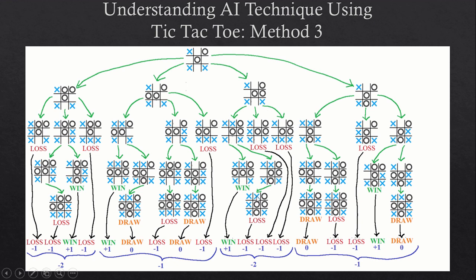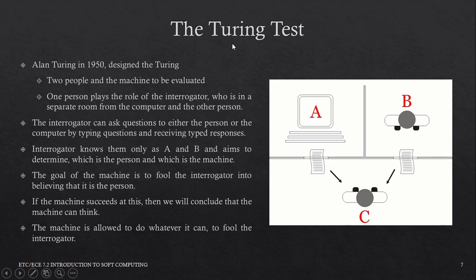One of the most important questions to answer here is, how will we know if we have constructed a machine that is intelligent? Alan Turing in 1950 designed the Turing test to answer this question. To conduct this test, we need two people and the machine that is to be evaluated. One person plays the role of the interrogator, who is in a separate room from the computer and the other person. The interrogator can ask questions to either the person or the computer by typing the questions and receiving typed responses. However, the interrogator knows them only as A and B and aims to determine which one is the person and which one is the machine.